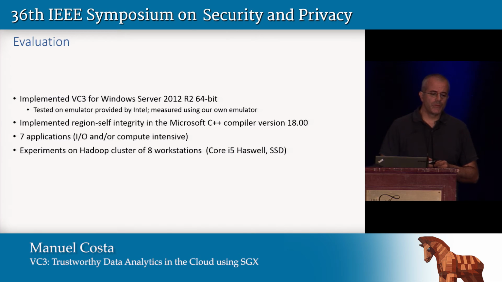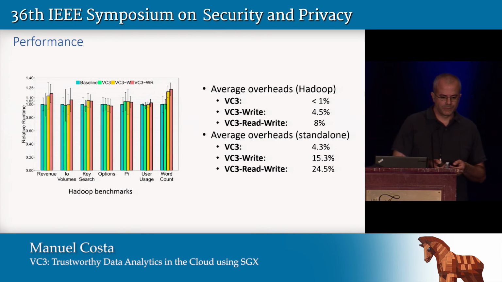To evaluate this, we implemented VC3 for Windows Server 2012, where we tested the implementation on an emulator provided by Intel. But because that emulator is not performance accurate, we measured the properties of the system using our own emulator. And we implemented the region self-integrity properties as a modification to the Microsoft C++ compiler. We tested seven applications, a mix of I/O-intensive and compute-intensive applications. And we ran experiments on a Hadoop cluster with 8 workstations.